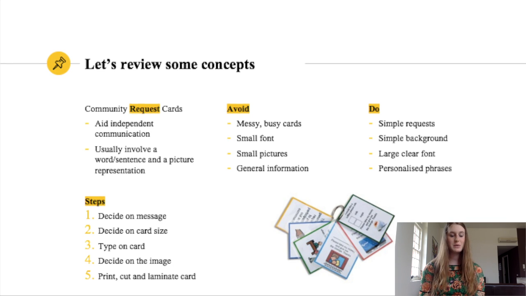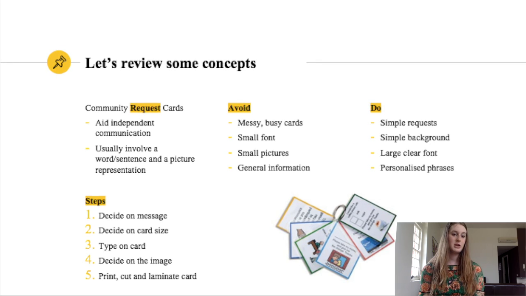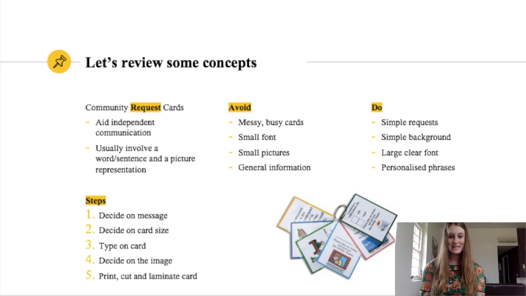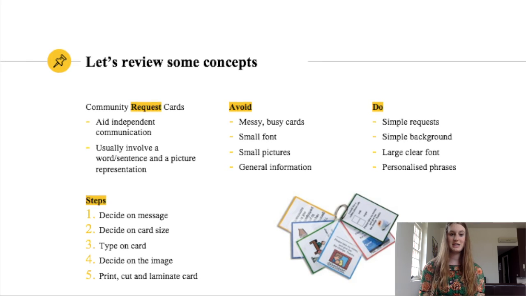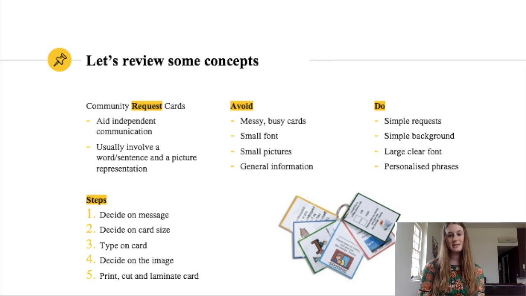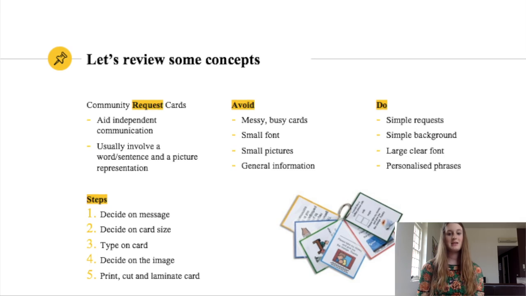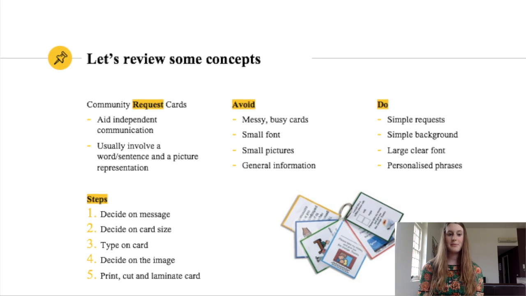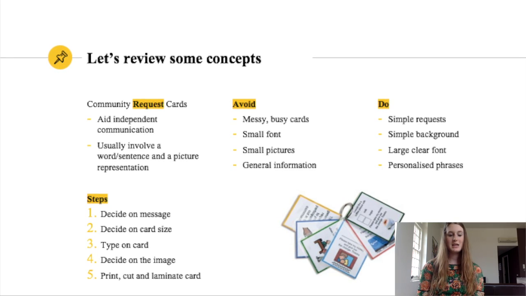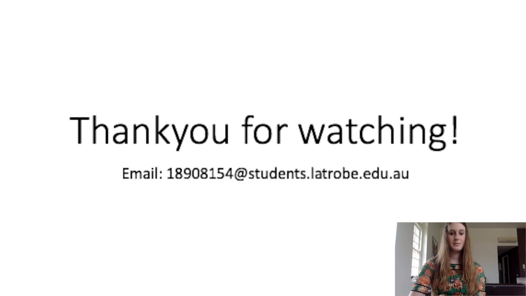In summary, here are a few things to remember. Community request cards will help Ron to independently communicate. They will usually include a word or a sentence to request and a representation of the object or picture. The steps: so first you decide on the message, secondly you decide on the size of the cards, thirdly you clearly write or type on the cards, fourthly you decide on the image, and lastly you print, cut and laminate the cards.